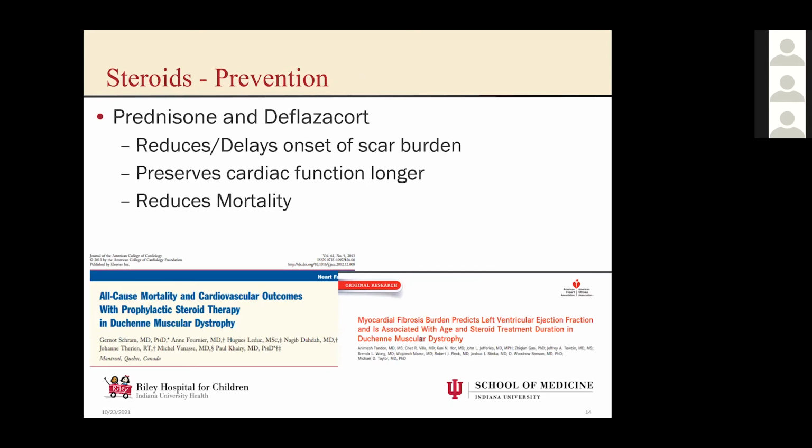Another medicine I sort of think of as a preventative from a heart perspective is steroids. Obviously, we use these widely in patients with Duchenne muscular dystrophy, prednisone and deflazacort being the names you're probably most familiar with. And a lot of people ask, well, we do this to preserve their skeletal muscle and their breathing muscle health over time, and there's good data to show that these medicines do that. But there's actually as good data to show that they can reduce or delay the onset of scar burden in the heart, preserve heart function, and reduce the mortality of these patients with muscular dystrophy.